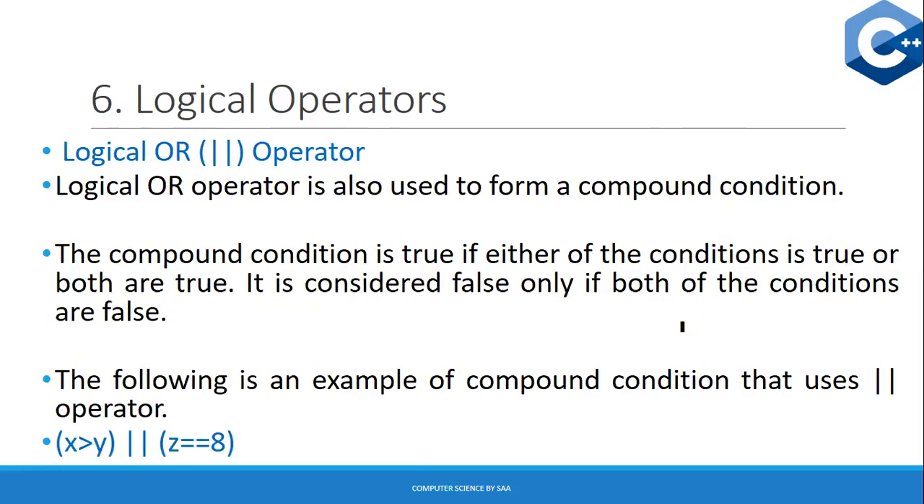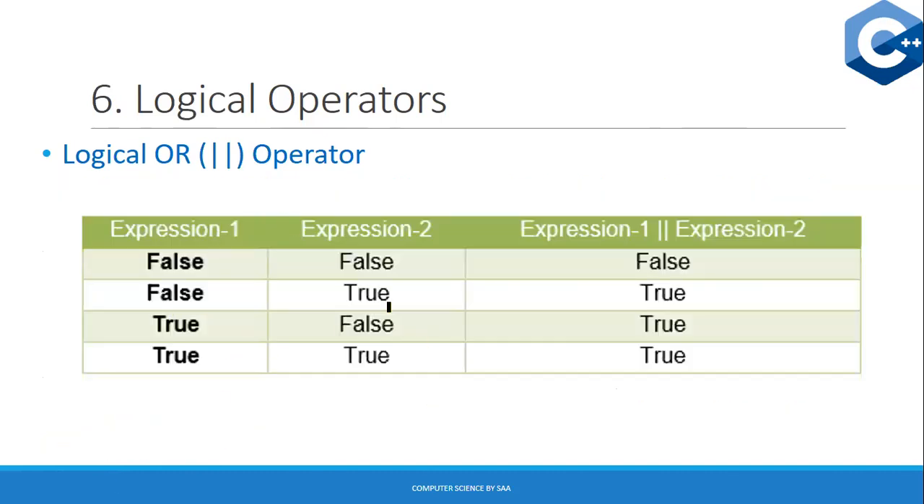The next one is the OR operator. It is also used to form a compound condition. It also merges two conditions. It is used as x is greater than y, OR, two simple straight pipe symbols, z is equal to 8. If any of the two conditions is true, the result will be true. False false becomes false. But if any one is true between these two, it will generate the result true. True false becomes true, false true also becomes true, and obviously if both conditions are true, it will also generate the result true.